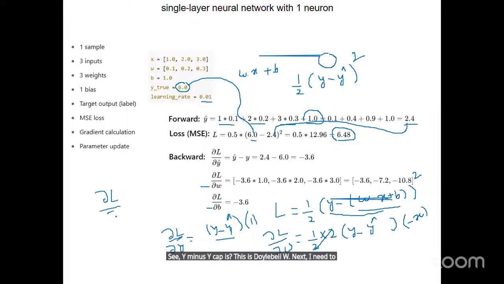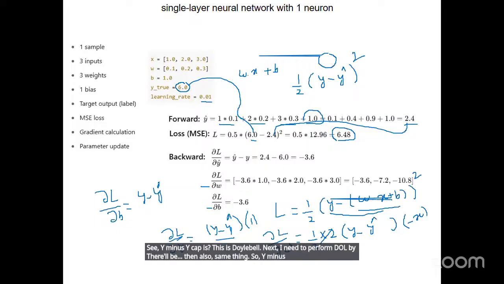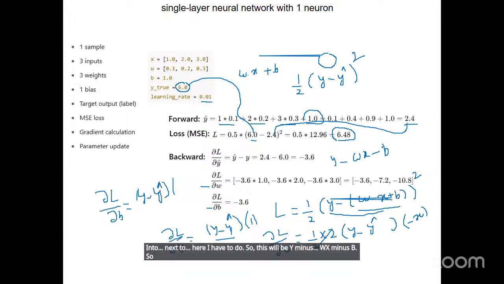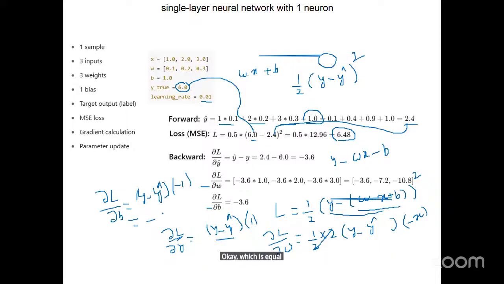Next, I need to perform ∂L/∂B. Again, y minus ŷ remains the same, into the derivative of (y minus WX minus B). The differentiation with respect to B means into -1, which is equal to minus of (ŷ minus y). What is ŷ? ŷ equals 2.4, and y is 6, which is equal to 3.6, minus 3.6. This is the value.